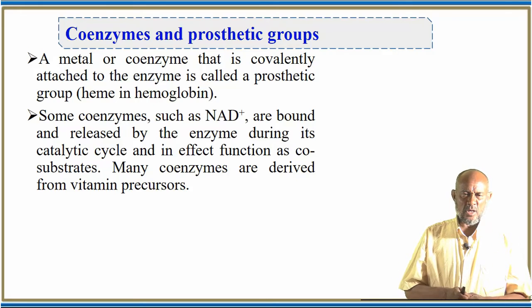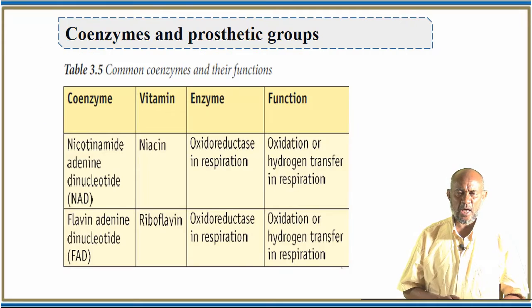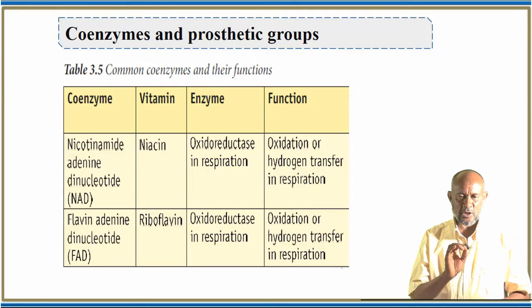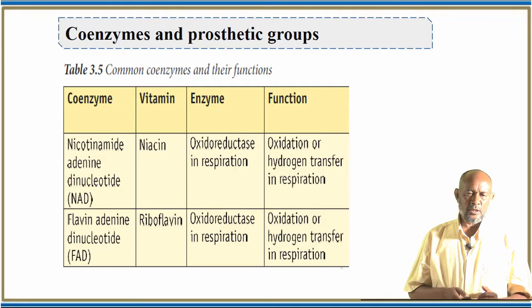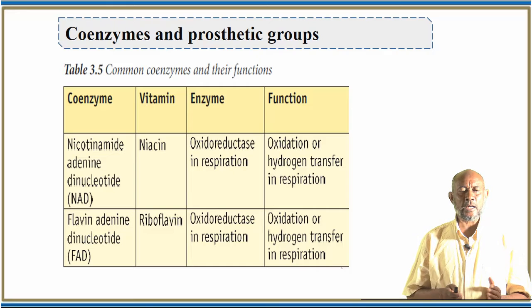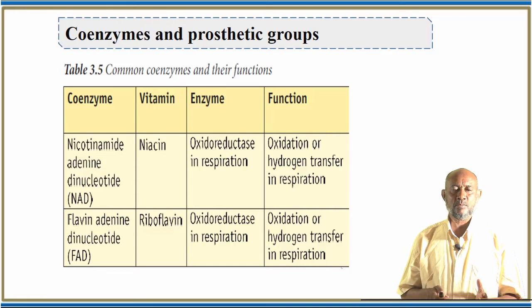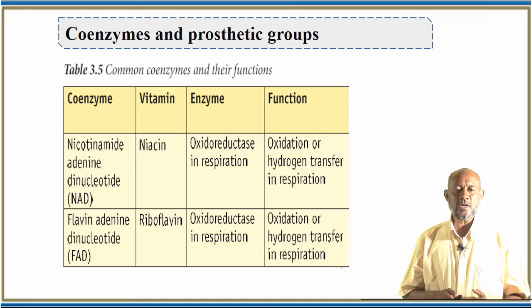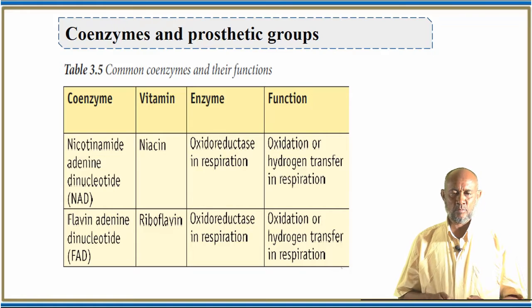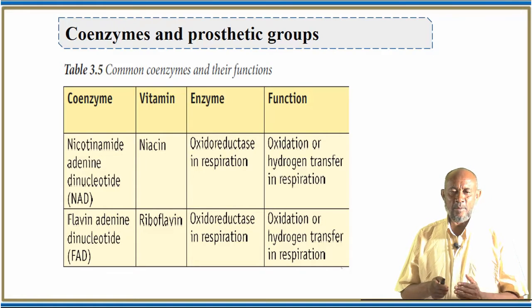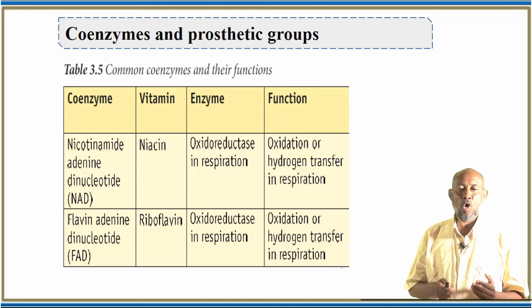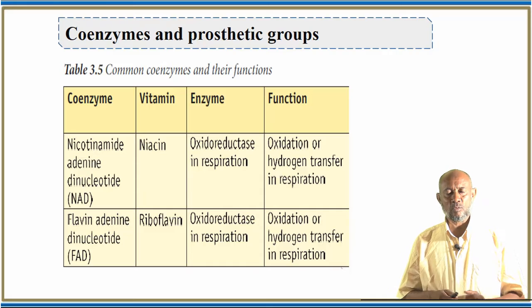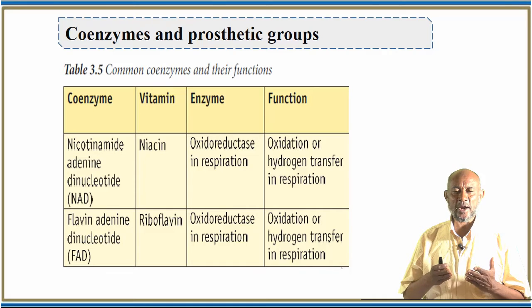Now let us look at some of the common coenzymes and their function in this simple diagram. NAD, or nicotinamide adenine dinucleotide, is made from the vitamin known as niacin. And the enzyme which contains this coenzyme is oxidoreductase, which participates in respiration.